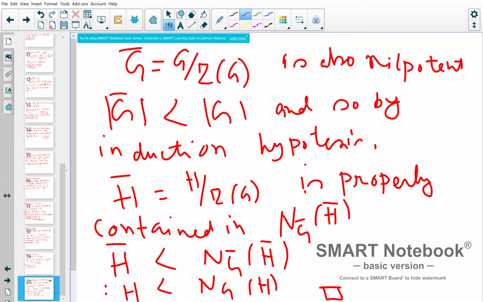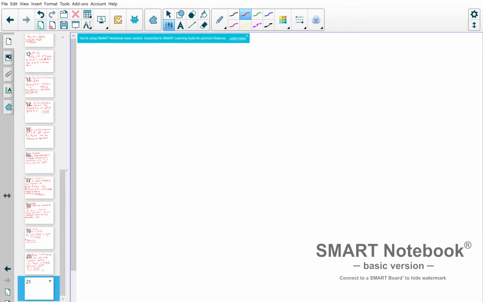So what does that mean? Normalizers are bigger than the proper subgroups. Now, to prove that 2 implies 3: it is given that every proper subgroup is properly inside its normalizer. Now I need to prove that every Sylow subgroup is normal. So let me start with P, one Sylow subgroup.